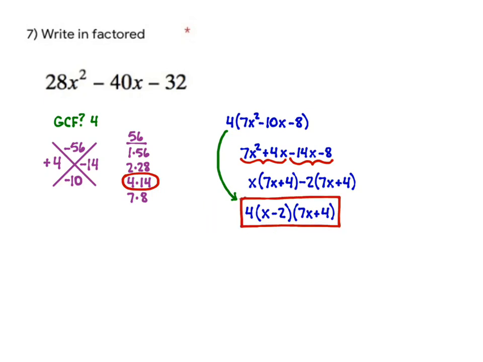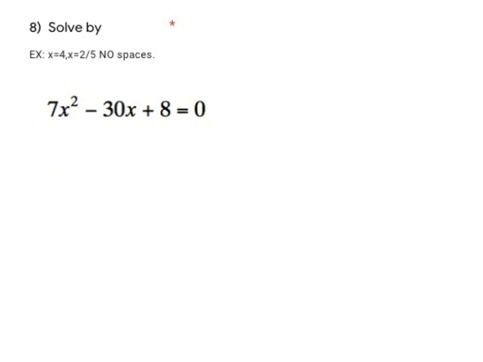All right, for number 8, this is asking us to solve. It's not asking us to factor necessarily. The end result is not for us to find factors. The end result is for us to find solutions. But in the directions that you had on the Google form, it said solve by factoring. So we're going to go through that same process.